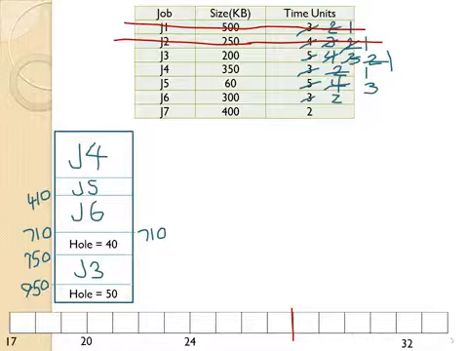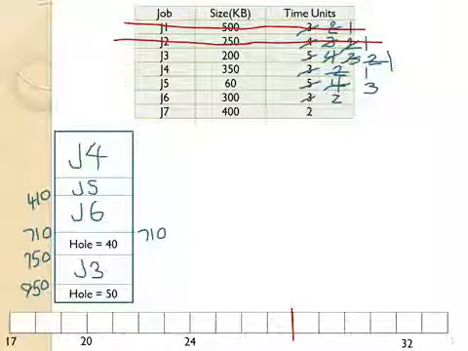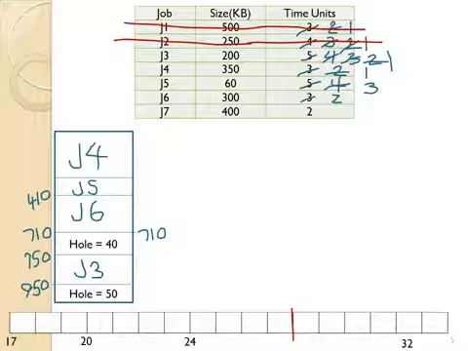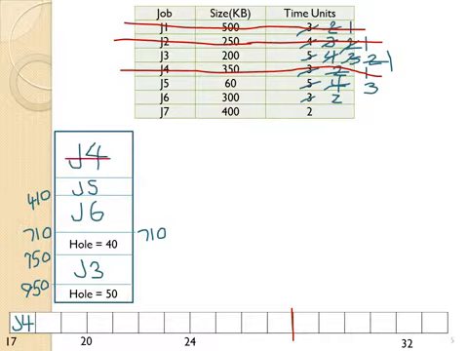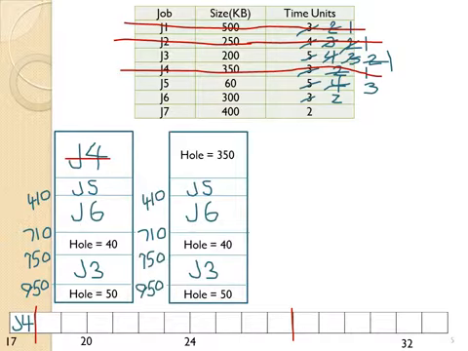We still cannot fit job 7 because we do not have enough space for job 7. And so now we will let job 4 go. Job 4 has finished. And now we have a hole of size 350, a hole of size 40, and a hole of size 50. But what happened is job 7 is size 400 and it will not fit in any of these holes.